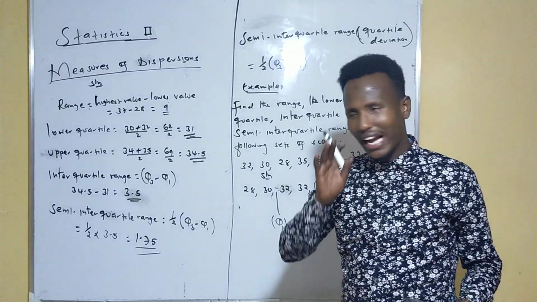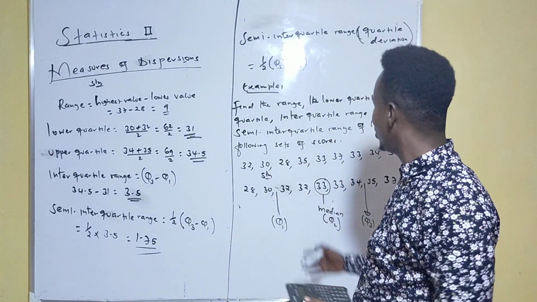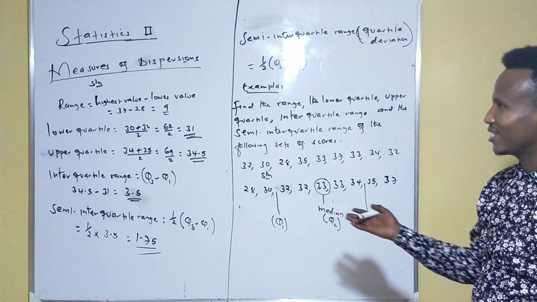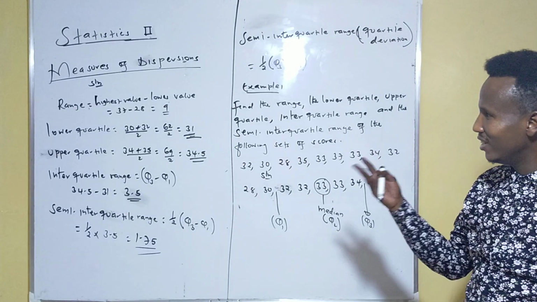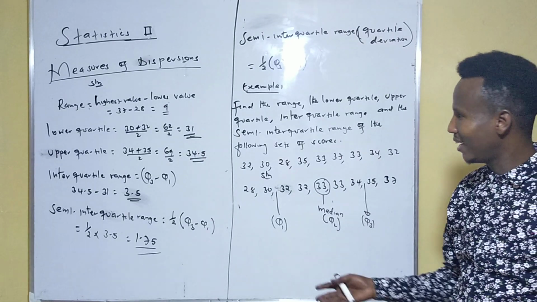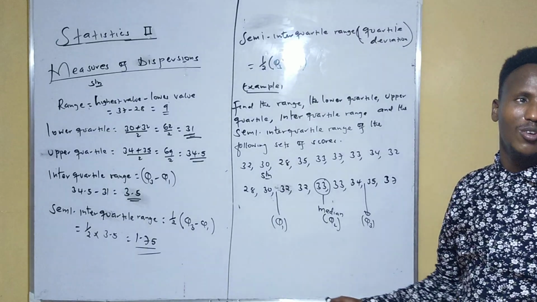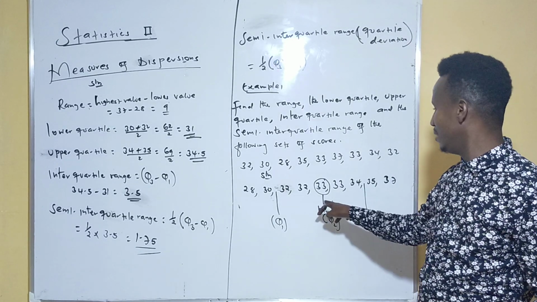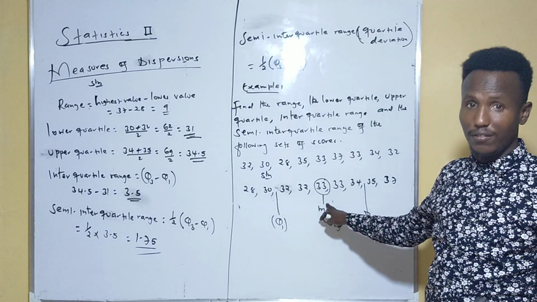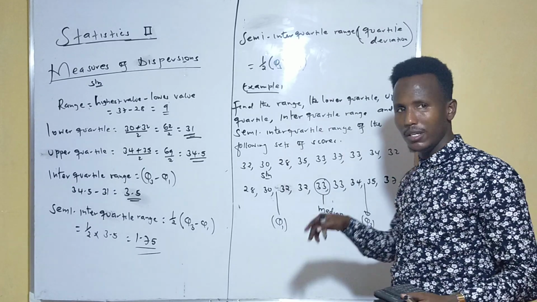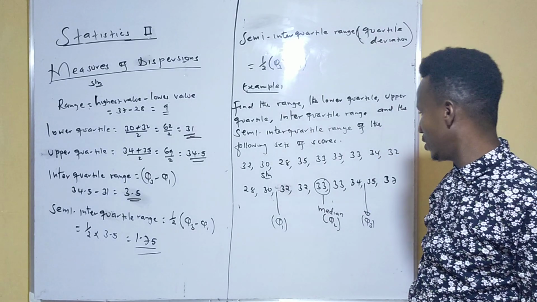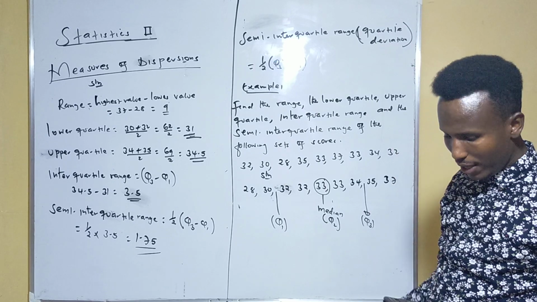Don't worry, we'll be tackling KCSE questions here. So this is how you're going to get these measures of dispersion: the range, lower quartile, upper quartile, interquartile range, and semi-interquartile range, as well as the median. When you are asked for the median, make sure the median is halfway through the data. Don't forget. Now let me give you an example.